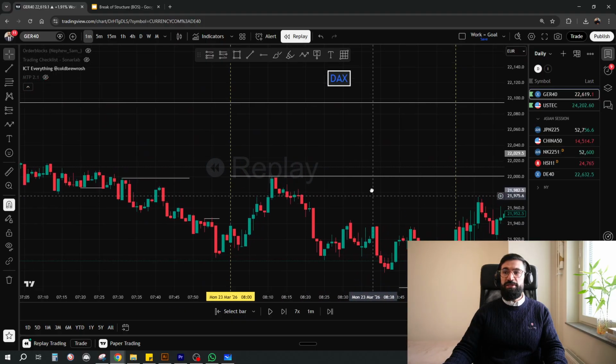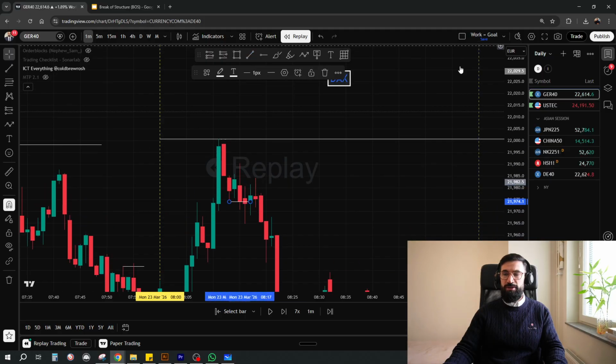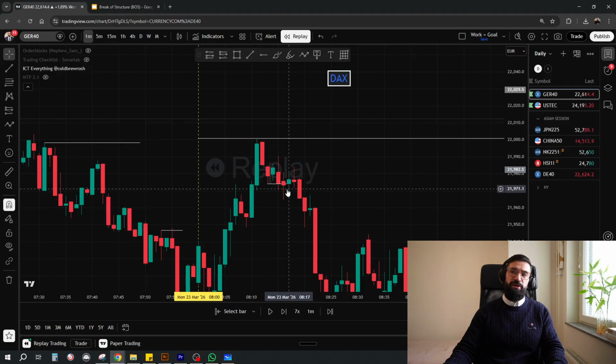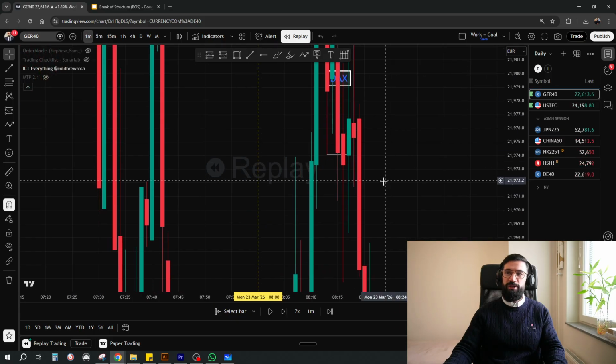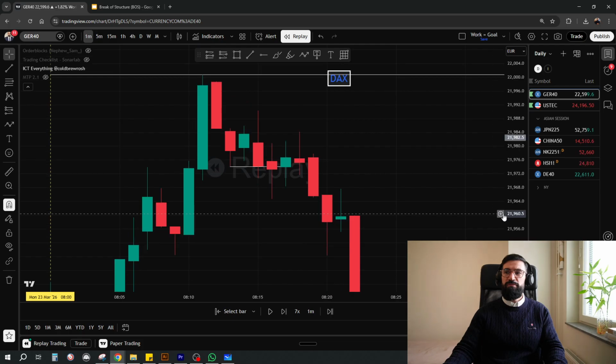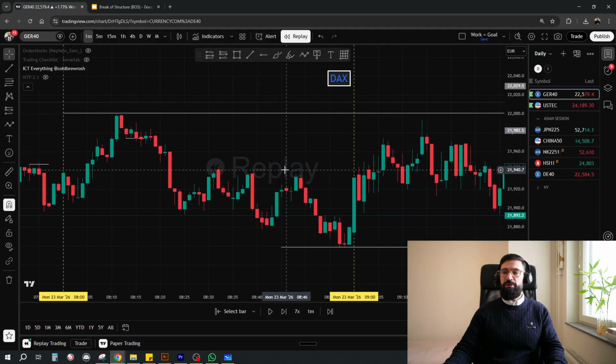So this is not a break of structure right here. Also, there's a wick right here. So when this happens, I don't trust it as being a break of structure. Why? Because the first candle after the low didn't really close underneath. If you look at it, see, it didn't close underneath over the body.